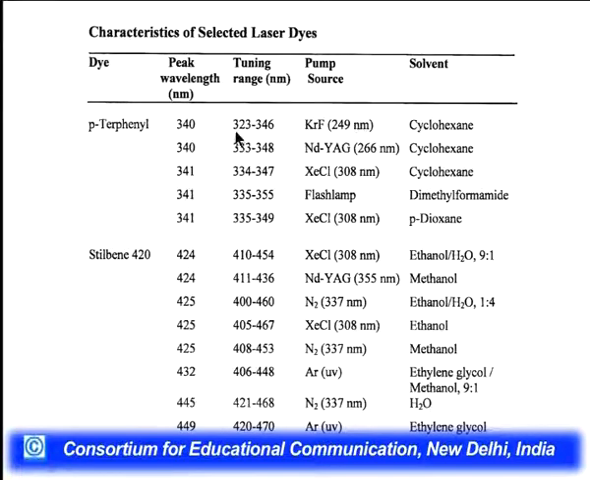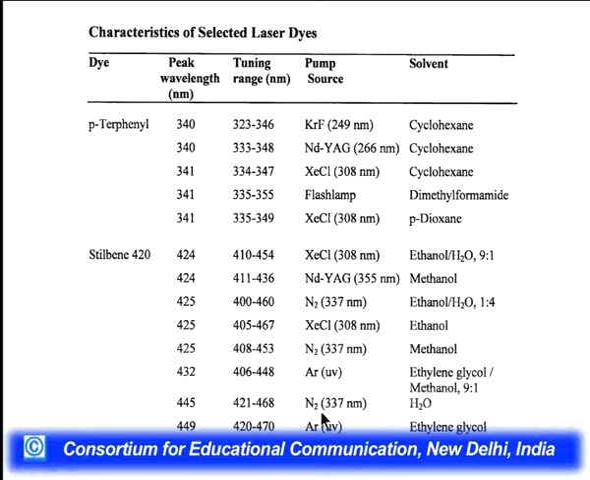P-terephenyl has a peak at 346, the solvent is cyclohexane at 340, and the pump sources are defined here. Different pump sources are used: some excimer, some flash lamps. This is still 420, where the peak wavelengths are 424 to 449, and the tuning range is 410 to 470. These are the different pump sources.